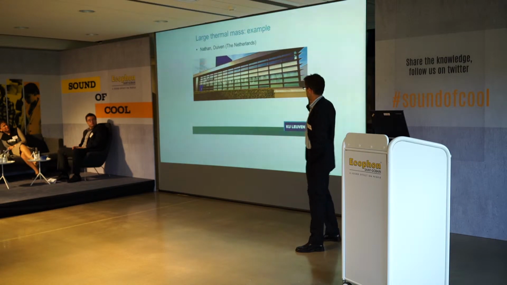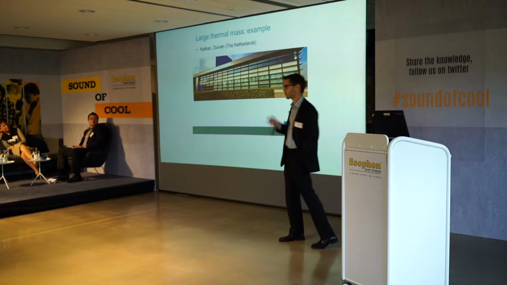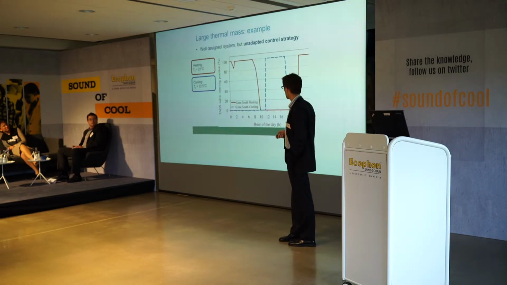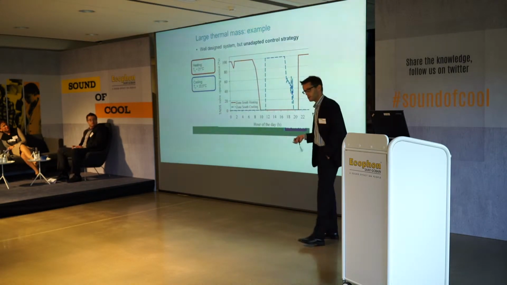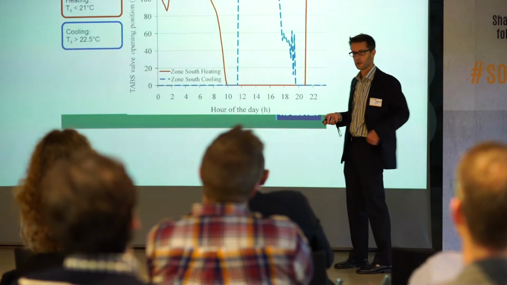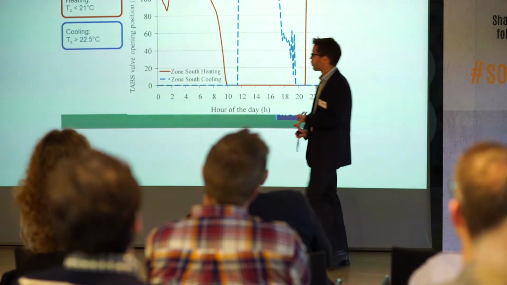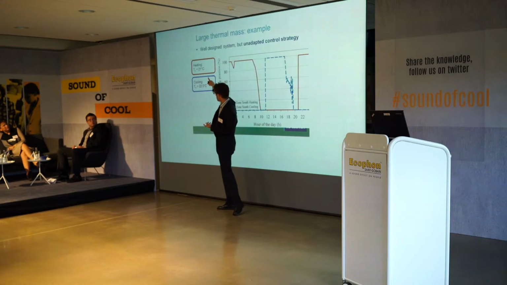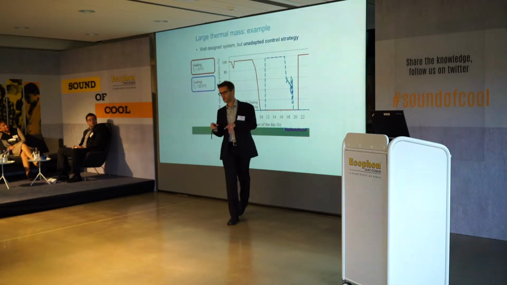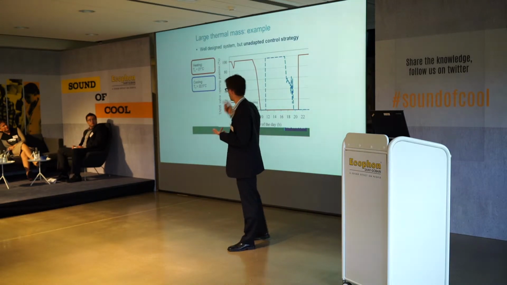Let me show this with an example. This is the office building from Nathan. It's a Dutch company selling, amongst others, Uponor material. What was happening there, they had a TABS system. It was really a very good design, nice system, heat pump, delivering heating and cooling to the TABS, but they didn't have a good control. What was happening, they started heating if the zone temperature was below 21 degrees. They started cooling if the zone temperature was above 22.5 degrees.